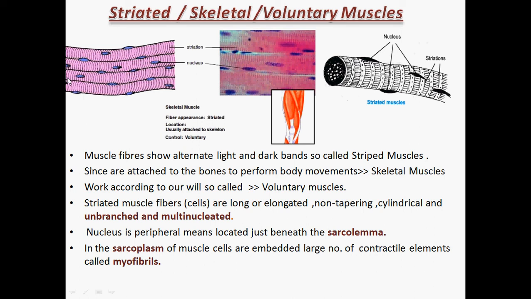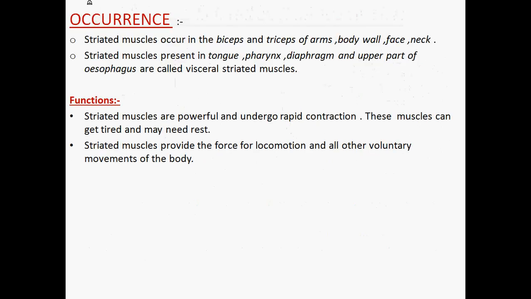In the sarcoplasm of muscle cells, a large number of contractile elements named myofibrils are embedded. Myofibrils are rod-like substances present in muscular tissues like the striated muscle tissue. Students, it is mostly present in the biceps, triceps, arms, body wall, face and neck. The striated muscles are also present in the tongue, pharynx, diaphragm, upper part of the esophagus, and larynx. They are named visceral striated muscles because they are present in internal organs. In all these different parts it is present.